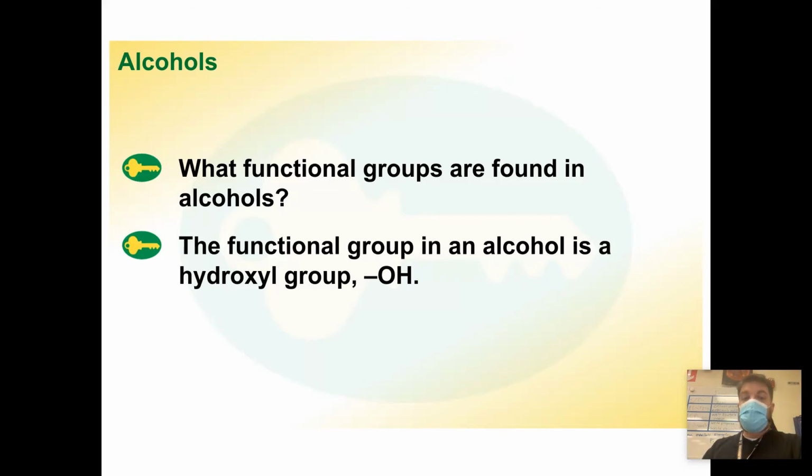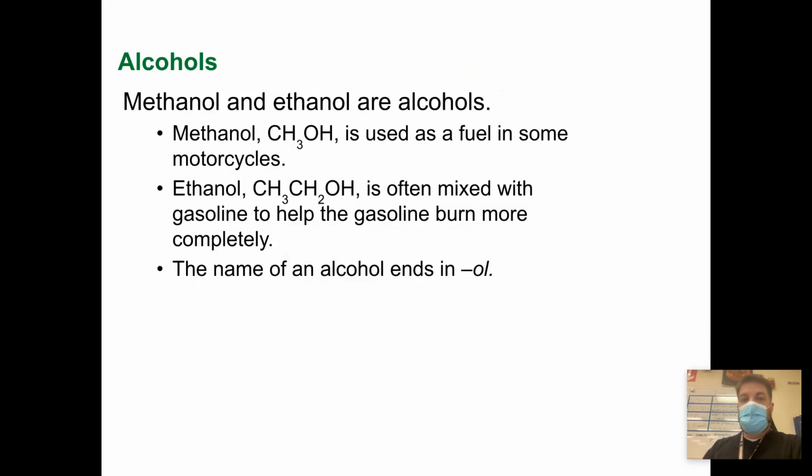So what functional groups are found in alcohols? Well, it's a negative OH. The functional group in an alcohol is called the hydroxyl group. And so methanol, which is like methane, just happens to have OH replacing one of the hydrogens. So remember that methane is CH4, but methanol is replacing one of the H's with OH. So that's called methanol.